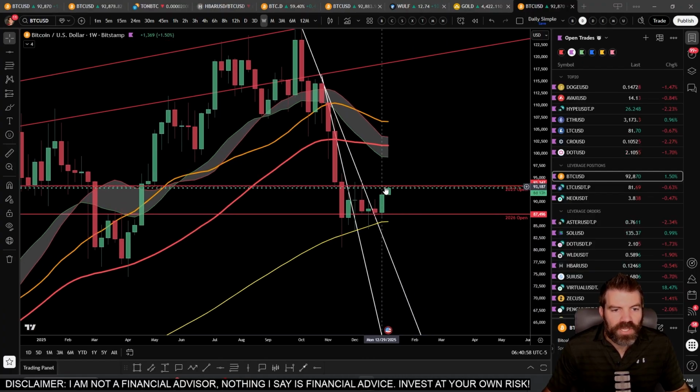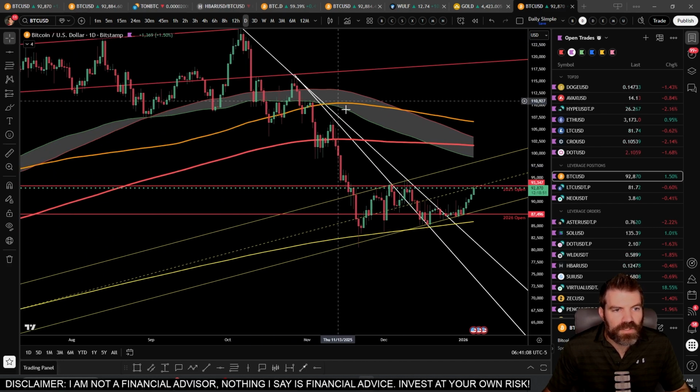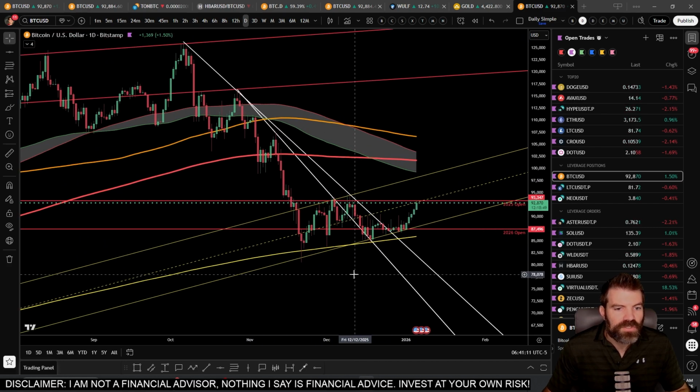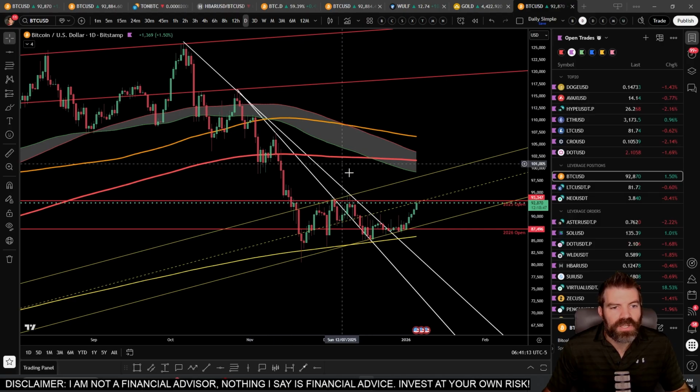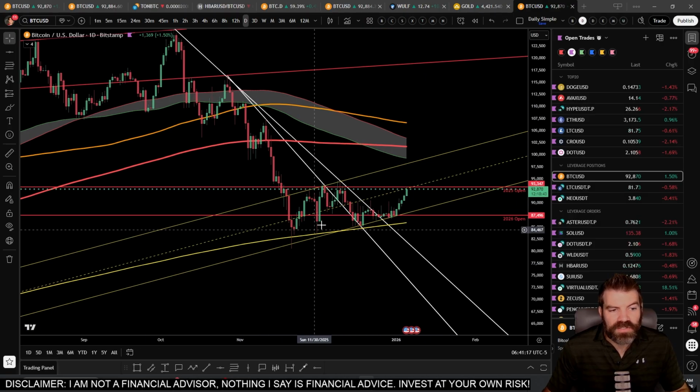So if we get rejected here, we might come back down and touch this 2026 open, and we could even come back down to this yellow line as well. We do have the breakout on these white lines right here, so you can see that we have kind of broken out of these descending lines.